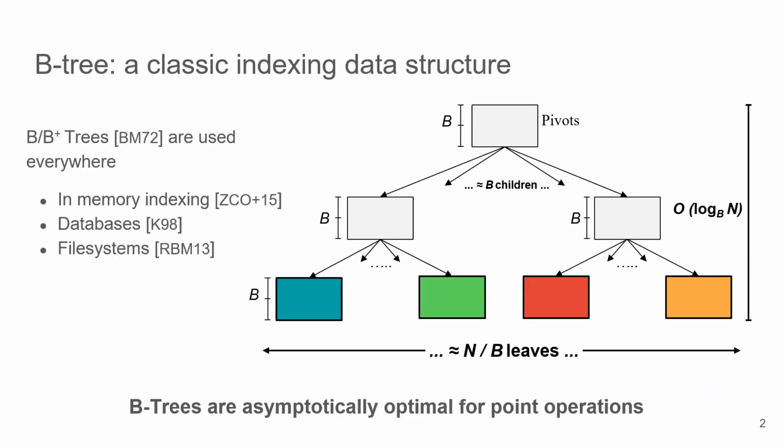B trees are a classical indexing data structure. They are a tree with B minus 1 pivots at each node, giving B children. This gives a tree with height log base B of n that can perform all different point operations in time O of log base B of n. They are used all over computer science, from in-memory indexing to databases to file systems, and they are asymptotically optimal for point operations.